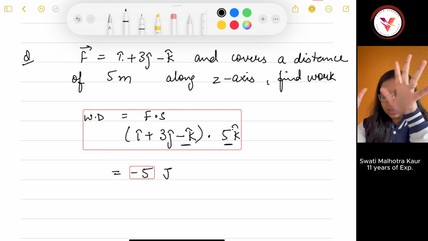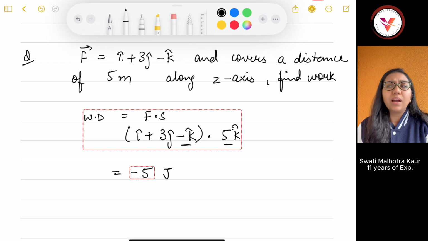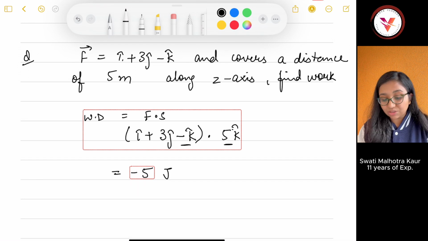This is all for today's video, but tomorrow I think I'll do some more numericals on this. We'll see, or we can start with vector product, or we can do both. So meet you tomorrow with something interesting.